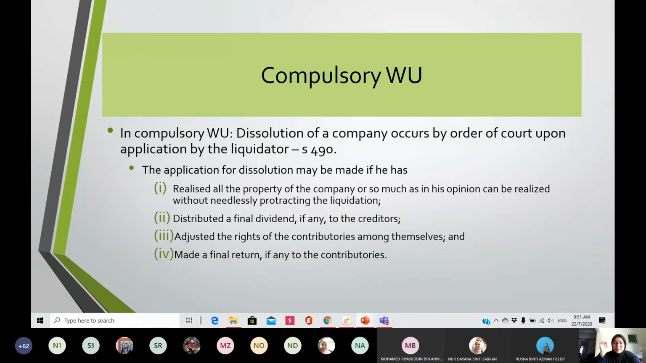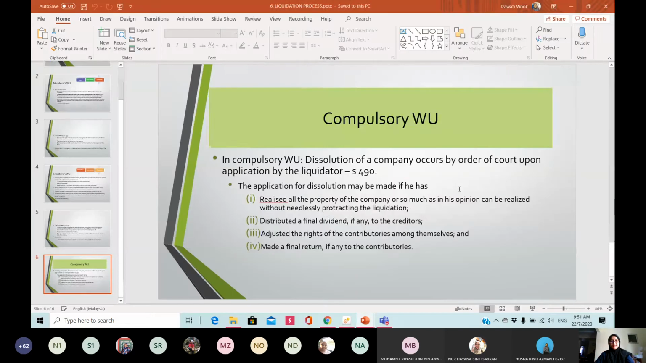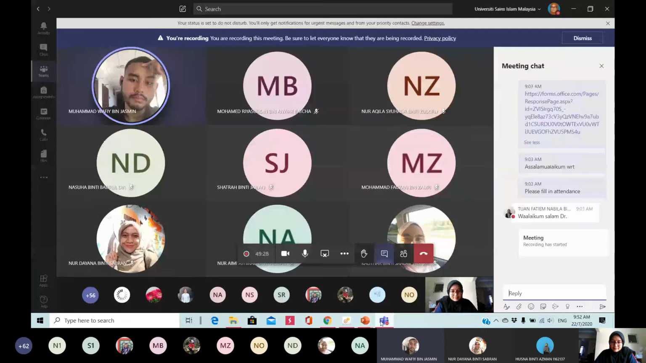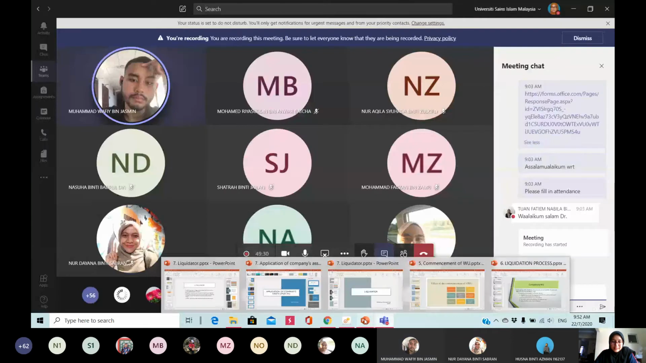Okay, so that is for compulsory winding up. Yeah. Okay, so that's it untuk yang process of liquidation subsequent to winding up. Okay, ada soalan ke? Okay, boleh? Yeah, okay, so that is for liquidation process. Sikit je sebenarnya yang tu.